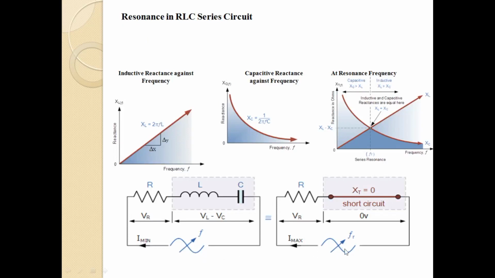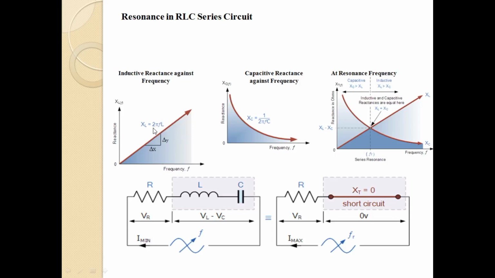Now, if you consider a voltage source with a variable frequency, L and C will not be varied, but if you change the frequency of the alternating voltage source, the inductive reactance and capacitive reactance get varied because they depend upon the frequency. The equation for the inductive reactance is given by 2 pi f L.